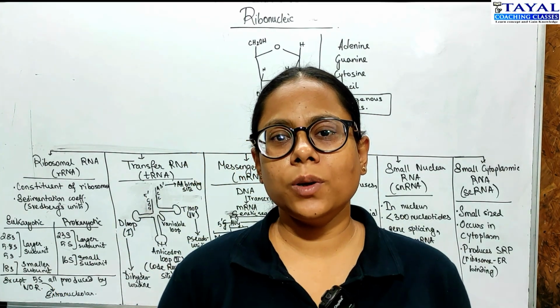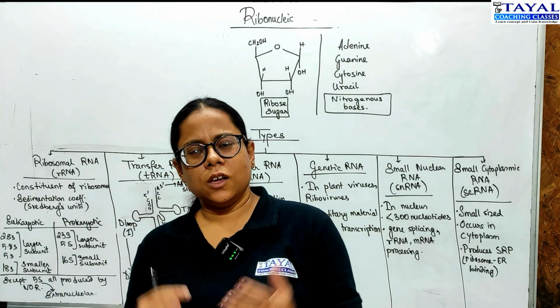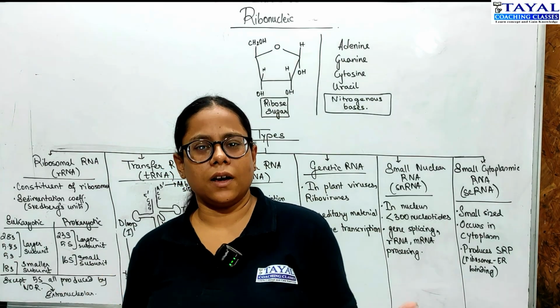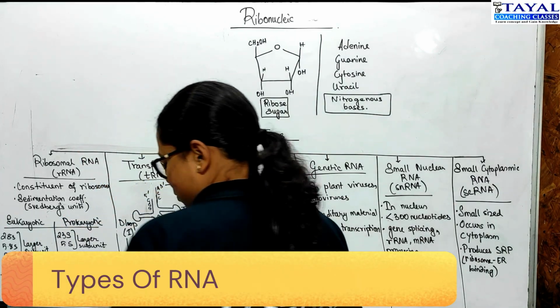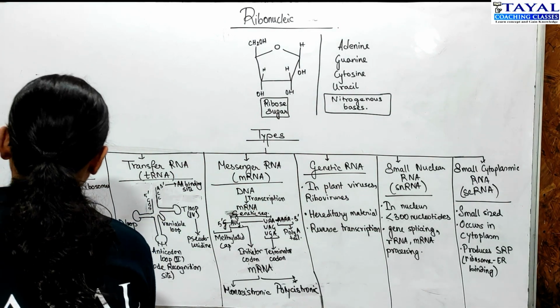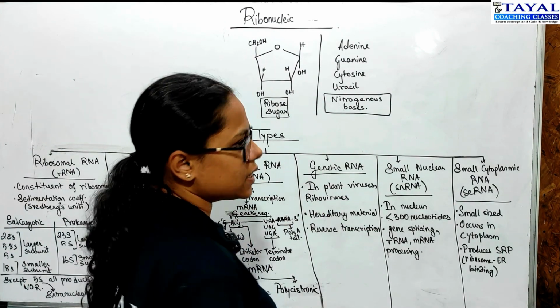So we have been doing molecular basis of inheritance. Today we will be understanding RNA and its types. Okay, so let's start with ribonucleic acid. So how is ribonucleic acid different from nucleic acids, right?